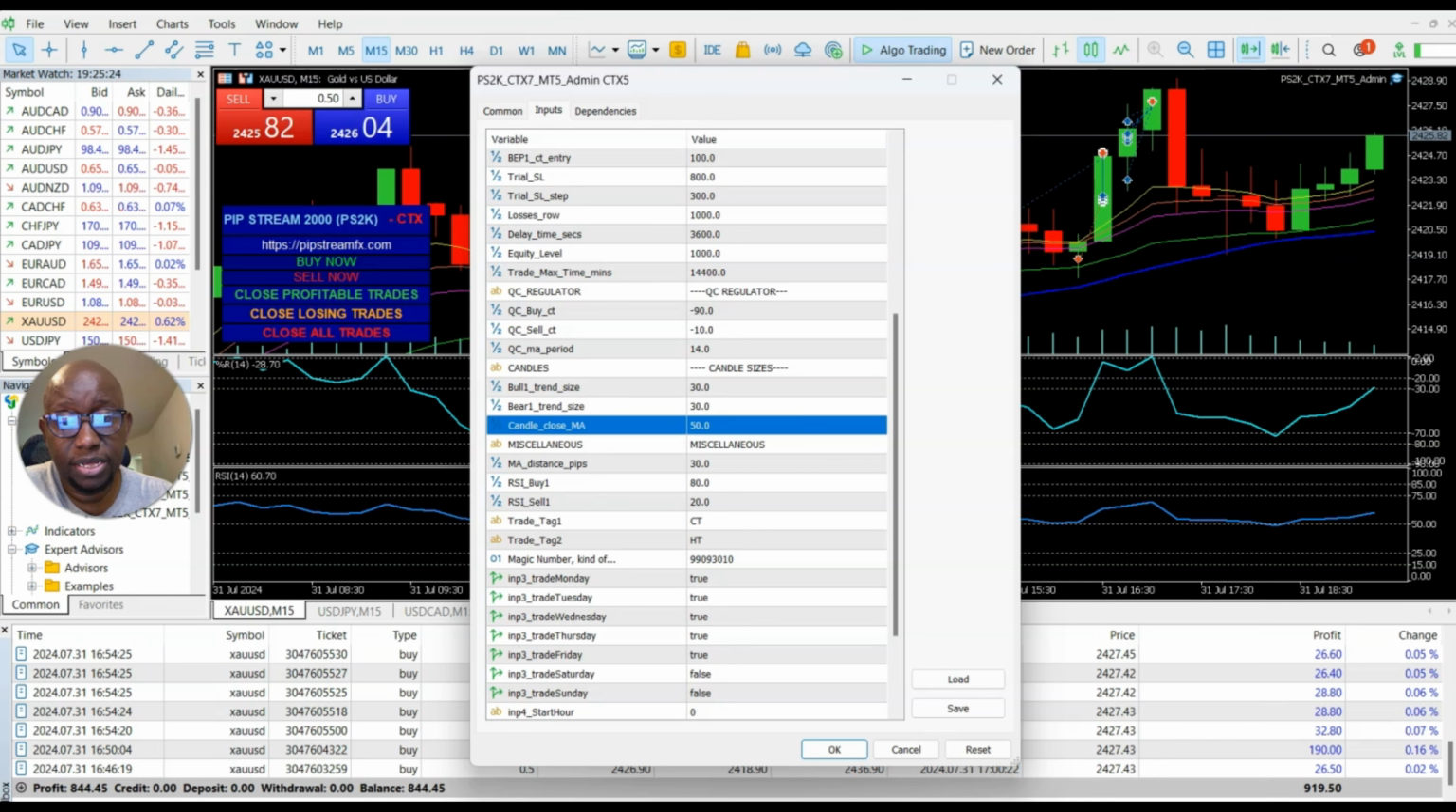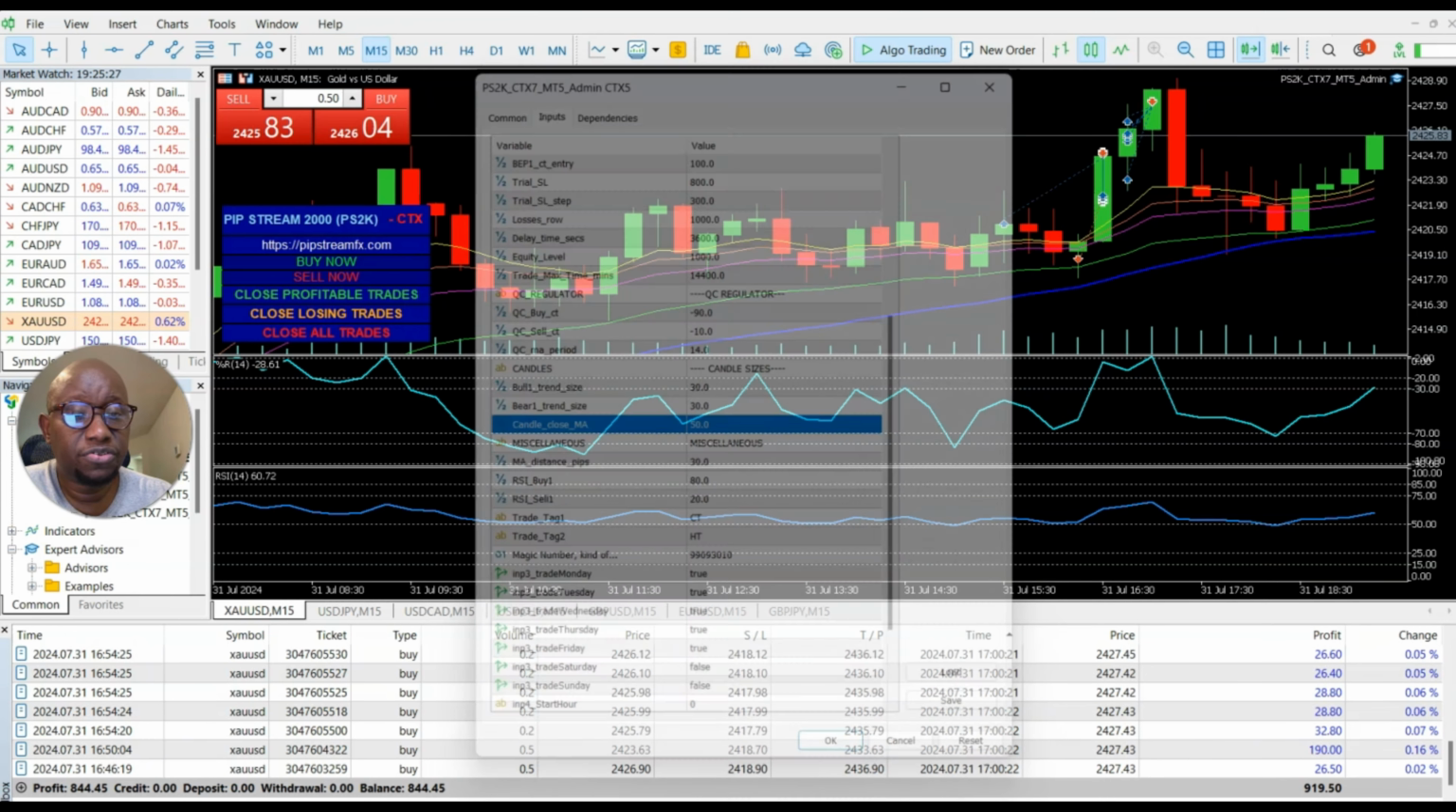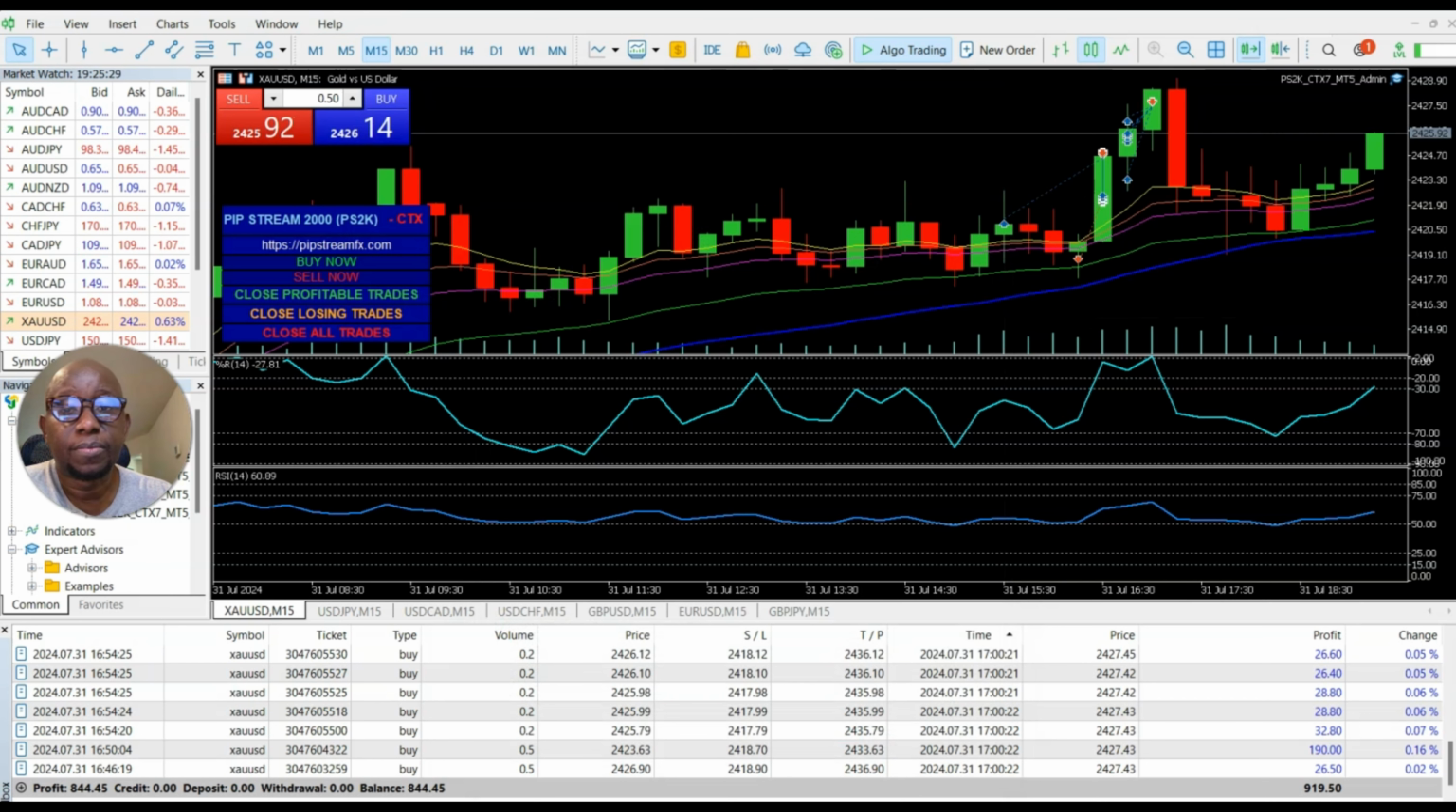Because if we go to the settings, you can see right here it's set to candles. It's set to 50, right? Candle close MA 50, right? So this is the 50 line right here. All right. So anyway, it would close here, and then how much times from this sell trade would probably open here, and I could probably close it somewhere around down there, right?